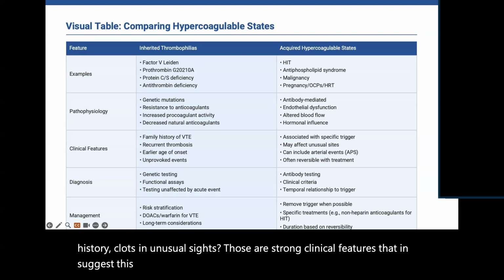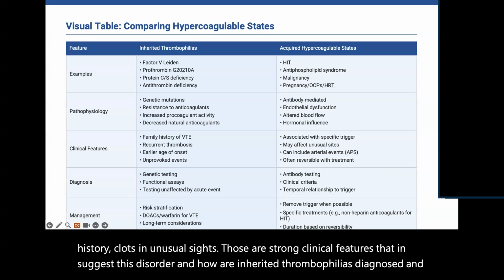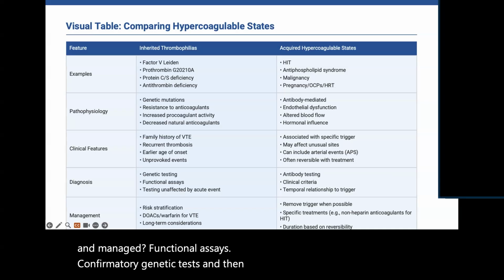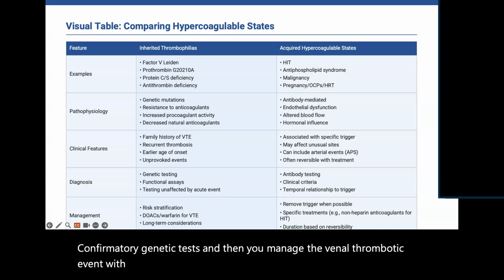And how are inherited thrombophilias diagnosed and managed? Functional assays, confirmatory genetic tests, and then you manage the venothrombotic event with anticoagulation. The duration's guided by whether it was provoked or recurrent or unprovoked.